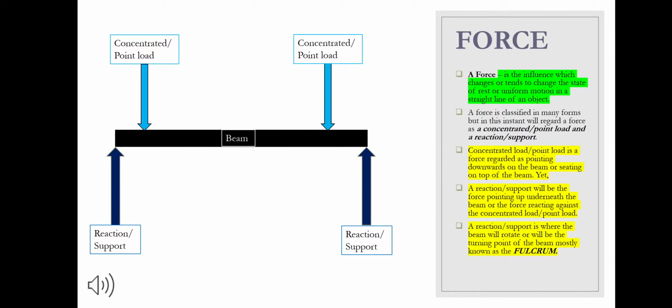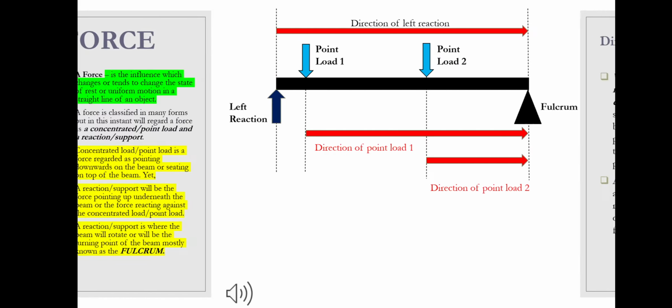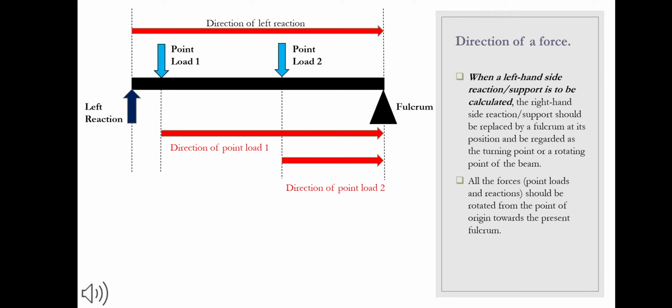A beam is a structural element, whereby in this case certain forces are exerted as shown in the sketch. A beam will typically consist of point loads and reactions. These are types of forces exerted on the beam. On this example, you will notice some new members on the beam: direction and fulcrum. A fulcrum on the beam is introduced when we want to rotate a beam, either clockwise or anti-clockwise. Each force, depending on the position of the fulcrum, will rotate on its respective direction.